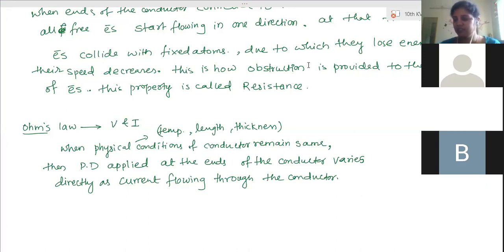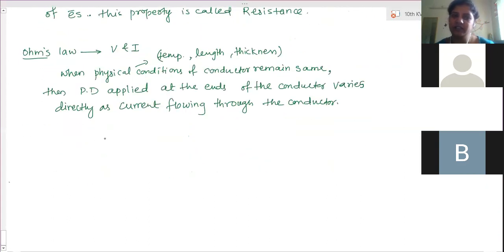Are you able to understand this? Yes, ma'am. So if the difference is more, then more current will flow. If the difference is less, less current will flow, because the number of electrons flowing will be less. So mathematically, we can write this as V directly proportional to I. This proportionality sign means the V by I ratio will always be constant.